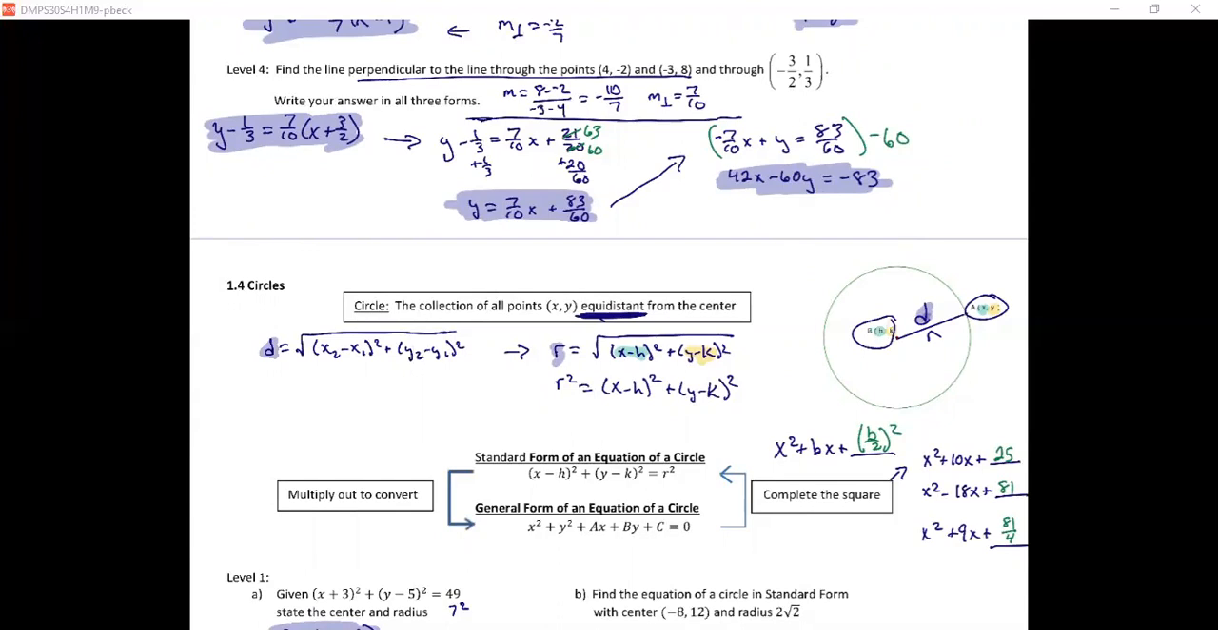So what's really cool is by definition geometrically, the circle is a collection of all the points equidistant. Algebraically, we can see that the equation does come from the distance formula.